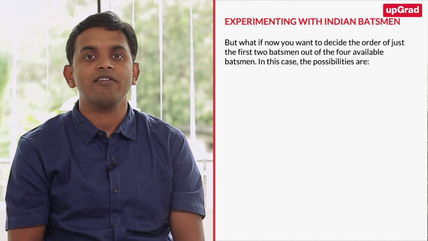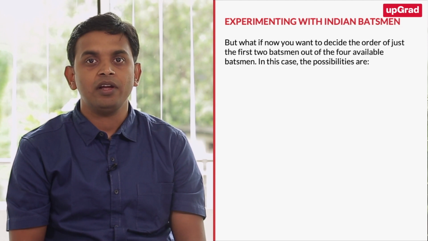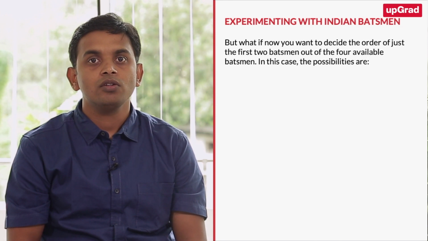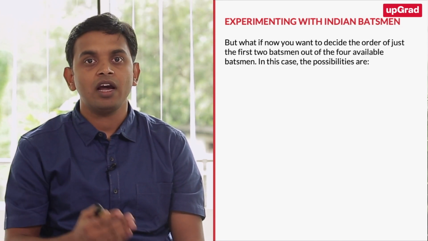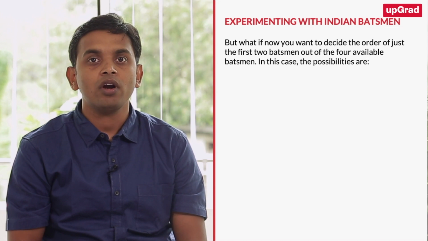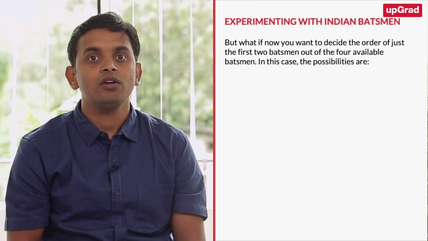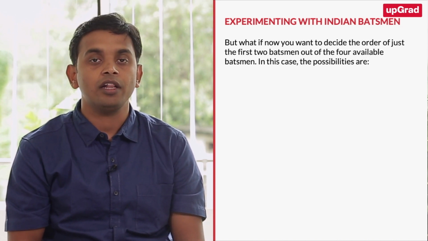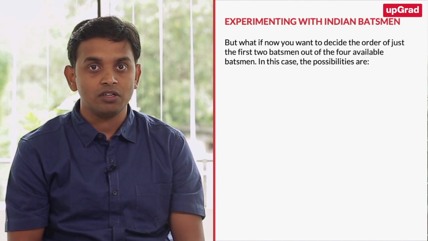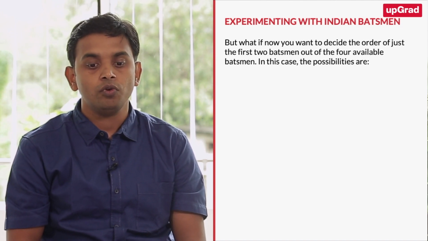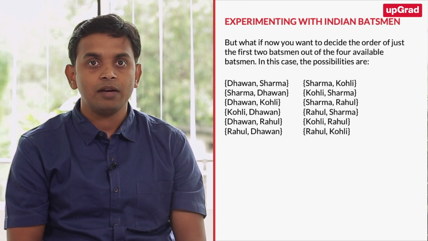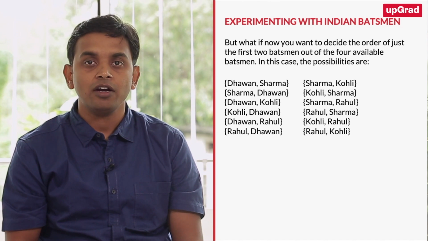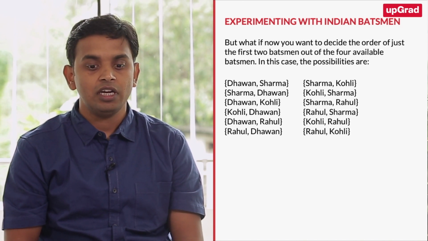In the previous example, we have seen that we have four players and we have to select all four players for the order. So how many possibilities do we have? We have 24 possibilities. But what if there are four players and we have to take two players? How many possibilities will there be? In that case, the number of possibilities reduces, and the possibilities are 12. As you can see on the screen, there are 12 possibilities. So you can see Dhawan can play and then Sharma can play, or Dhawan can play, after that Kohli can play, and so on. So there are a total of 12 possibilities in which they can play.